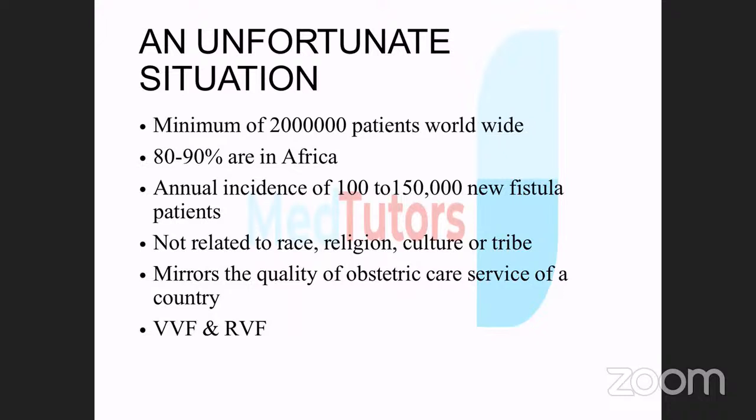Now, the vaginal fistula in developing countries is mainly an obstetric fistula, and it is an unfortunate outcome of pregnancy and labor. On average, there are about 2 million women affected with vaginal fistula worldwide, and up to 90% of these women are in Africa. Annually, about 100 to 150,000 new fistula develop.